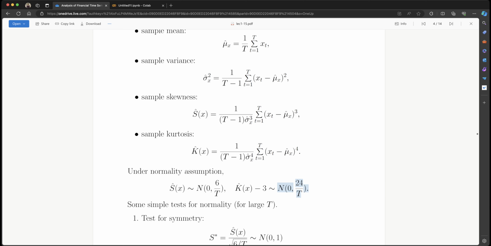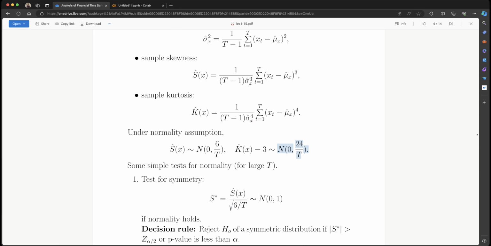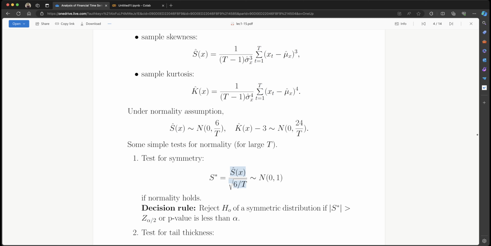So, test for symmetry. Remember, given a large number of data, the sample skewness follows normal 0, 6/t. So if we divide the sample skewness by root of 6/t, this should follow normal distribution. We calculate this one, and if it's a very rare event, we can conclude that this data is not from normal distribution.